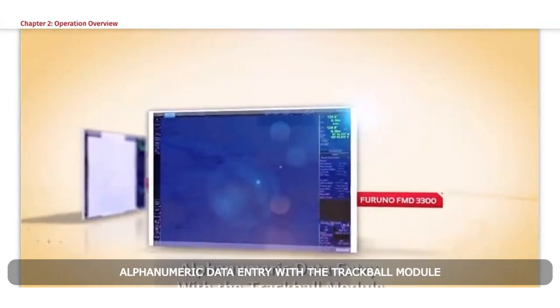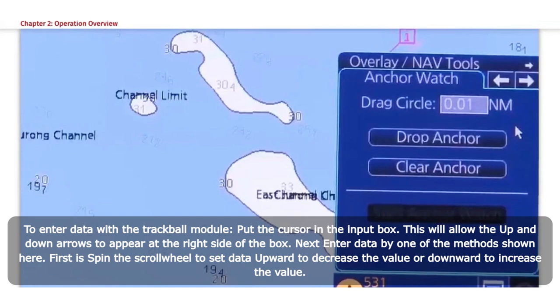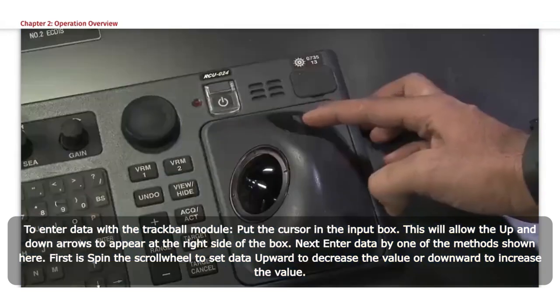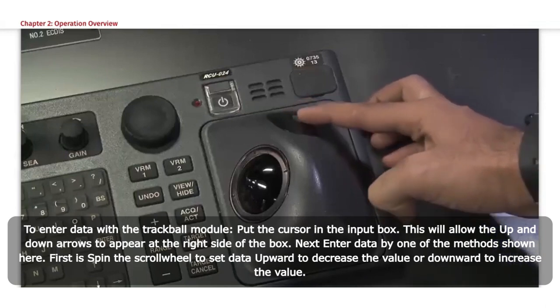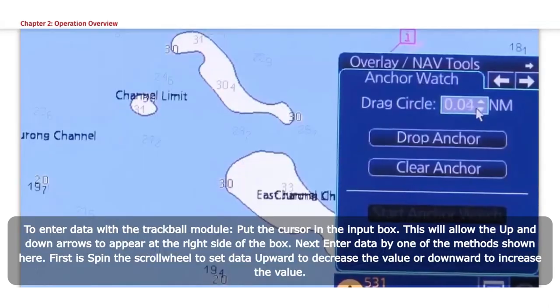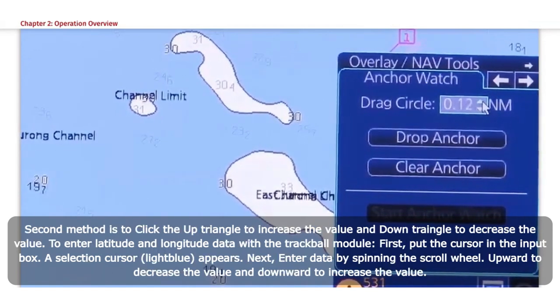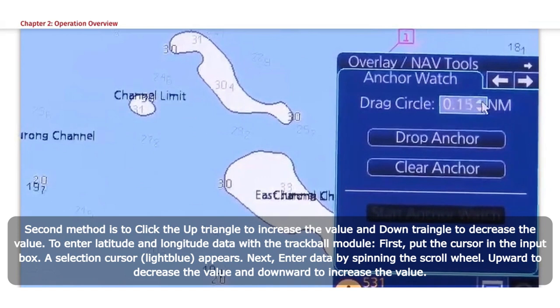Alphanumeric data entry with the trackball module. To enter data with the trackball module, put the cursor in the input box. This will allow the up and down arrows to appear at the right side of the box. Next, enter data by one of the methods shown here. First is spin the scroll wheel to set data upward to decrease the value or downward to increase the value. Second method is to click the up triangle to increase the value and down triangle to decrease the value.